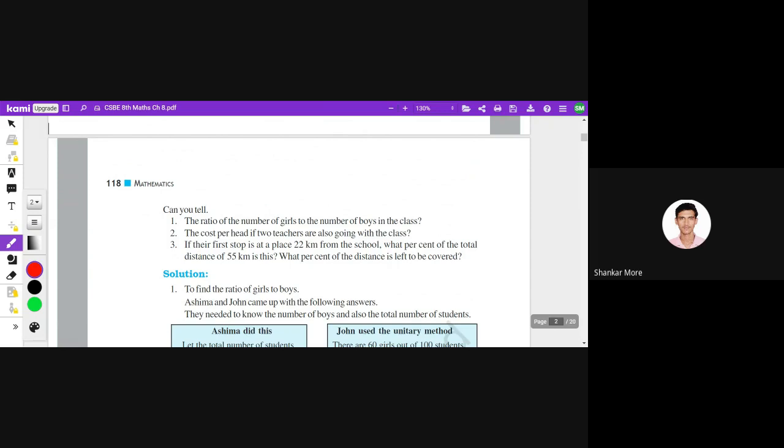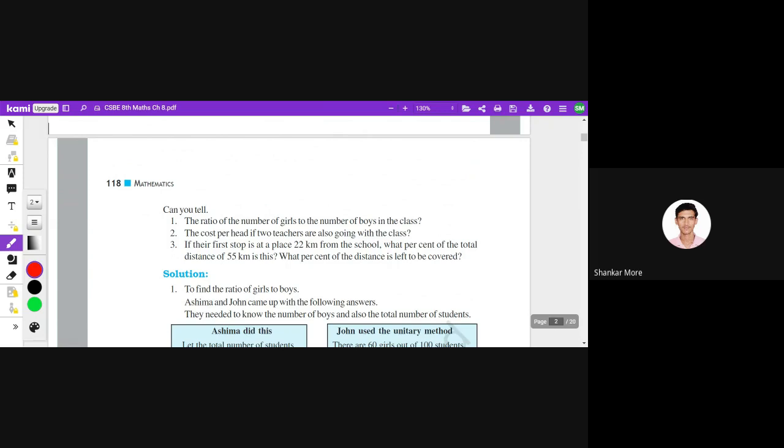Tell me. If number of girls is 18 and if number of boys is 12, then we have to find the ratio of number of girls to the number of boys in the class.